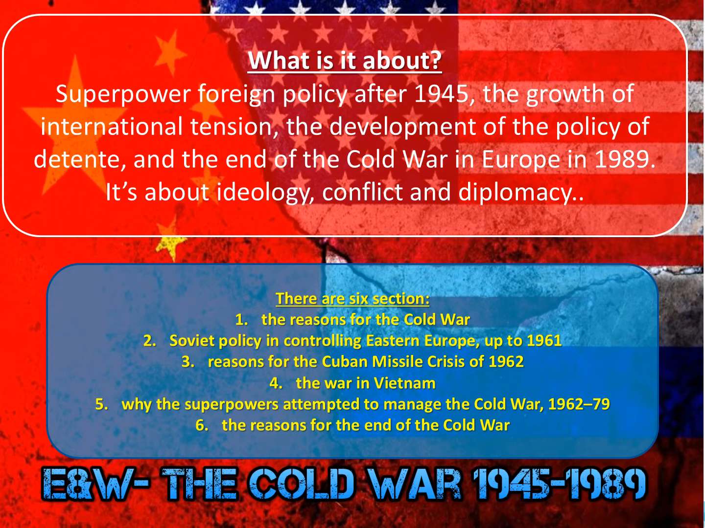Section 4 will look at the war in Vietnam that America got involved in. So again, why did the war take place? What happened in Vietnam? In Section 5 we will look at why the superpowers attempted to manage the Cold War from 1962 to 1979. So why was there a bit more diplomacy taking place? Why did both sides work together a bit more? And then in Section 6 we'll look at the reasons for the end of the Cold War.